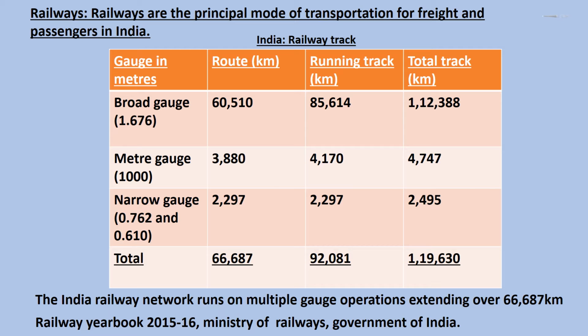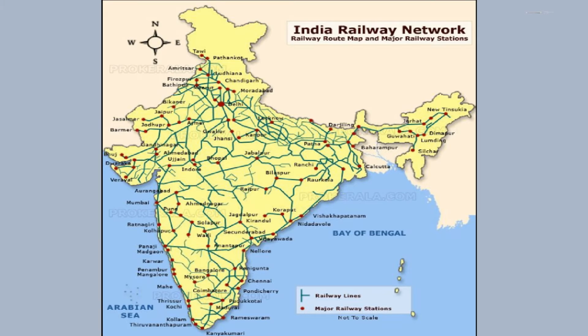The Indian railway network runs on multiple gauge operations extending over 66,687 km. The given figure is from the Railway Year Book 2015-16, Ministry of Railways, Government of India. In the given figure you can observe the map of the Indian railway network.